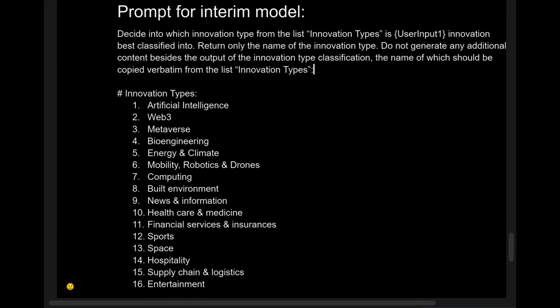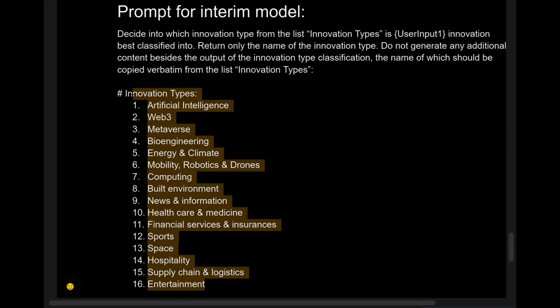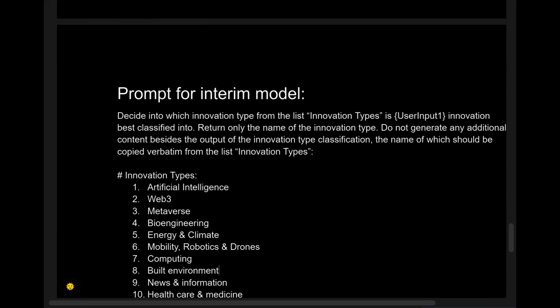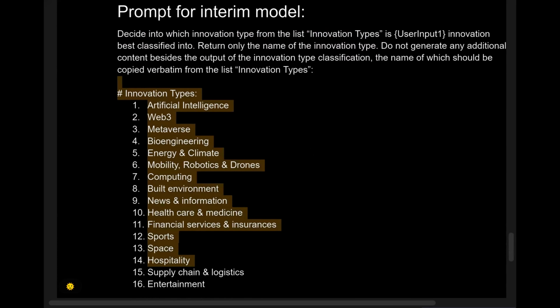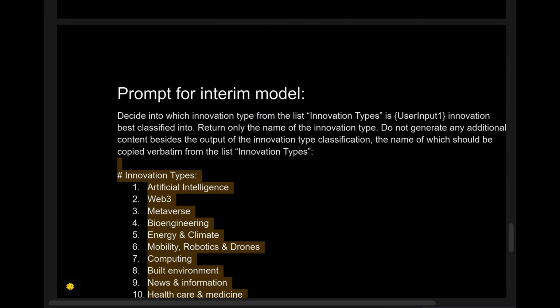And I'm going to specify these 16 innovation types from which it can choose. Again, as you can see, I use Markdown to mark this as a title. Hashtag space means title in Markdown. And the model catches on to that and understands that this is a title. And so when I say from the list under the title innovation types, it understands that I'm talking about this part. Very nifty trick to organize and sort your prompts.